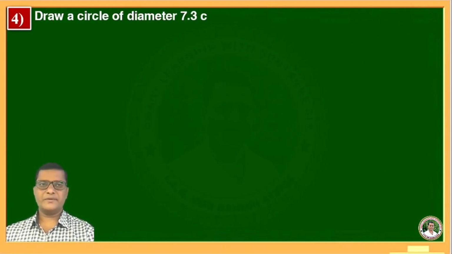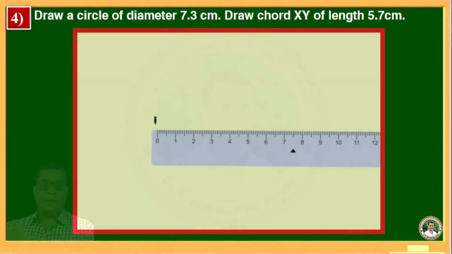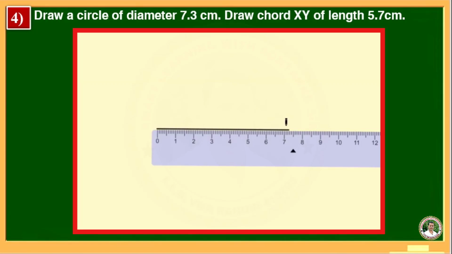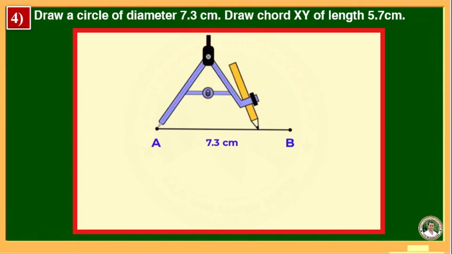Next, fourth question is, draw a circle of diameter 7.3 cm. Draw chord XY of length 5.7 cm. Now see the steps of the construction. Now answer of fourth question is, first draw a segment of distance 7.3 cm and name it as AB and write the distance, that is 7.3 cm. Then draw the perpendicular bisector of segment AB.